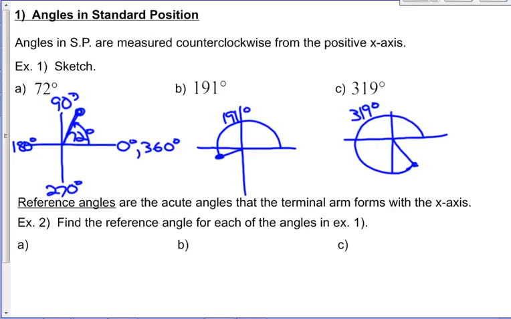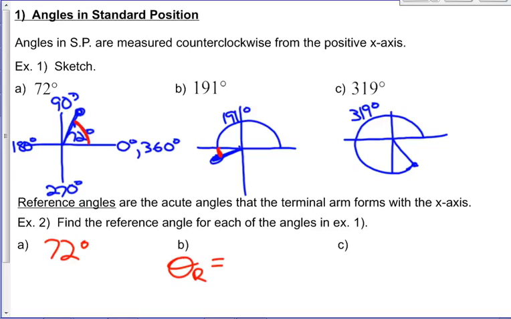Now from there, we can talk about reference angles. They're the acute angles that the terminal arm, which is what this thing is called, forms with the x-axis. So in the very first one, the small angle that we form with the x-axis, that is 72 degrees. In the next one, we're asking, what is this little angle here? That's called the reference angle, or sometimes written theta r.